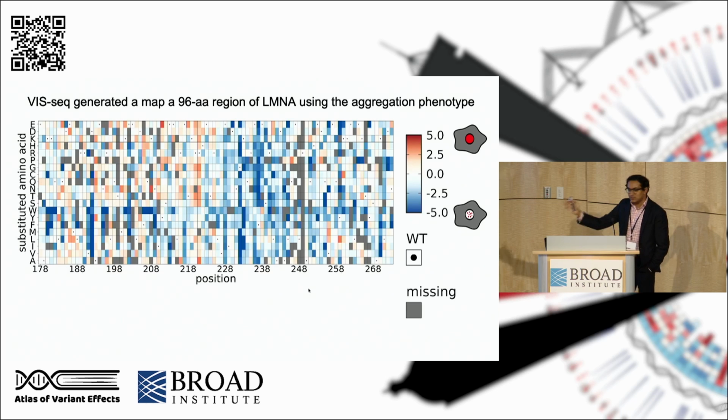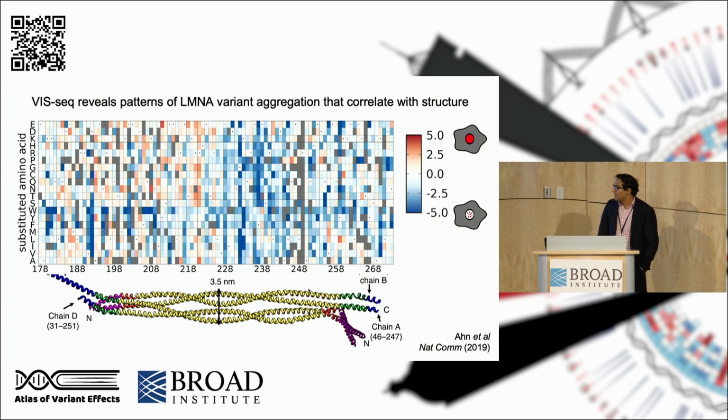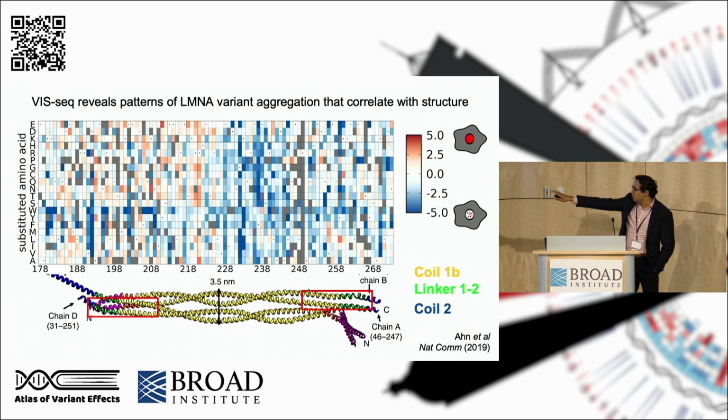So when we do that, we get this map. This is a map of 96 amino acids between positions 178 and 273 of lamin A, and the negative scores correspond to aggregation. So the blue positions here correspond to aggregation on the heat map. And here's a structure of lamin A from this Ono paper in 2019. I'm showing you with the red box here the part of the protein that we're scanning.